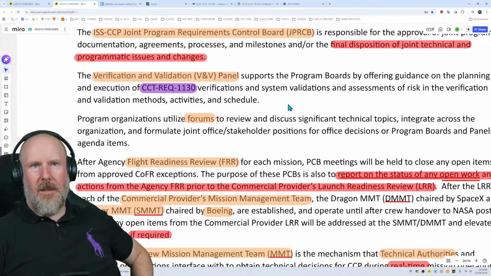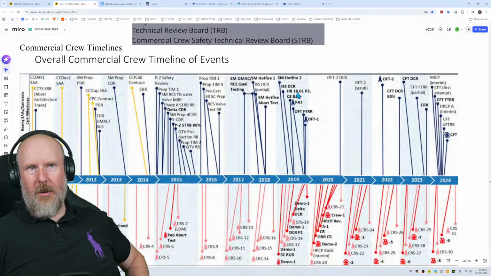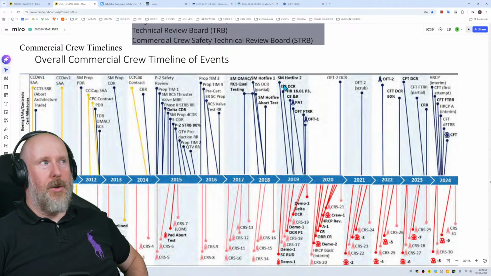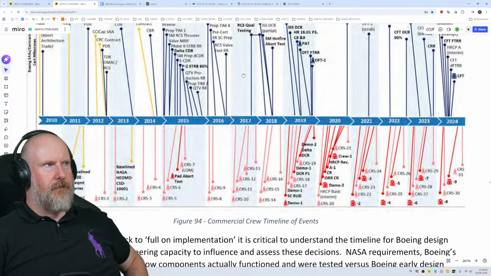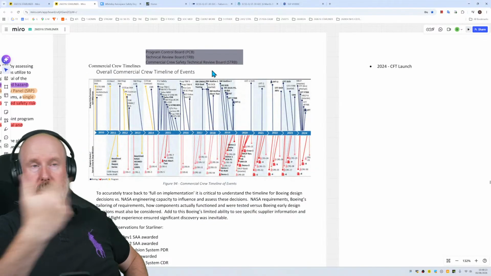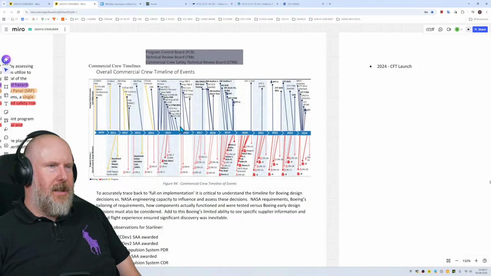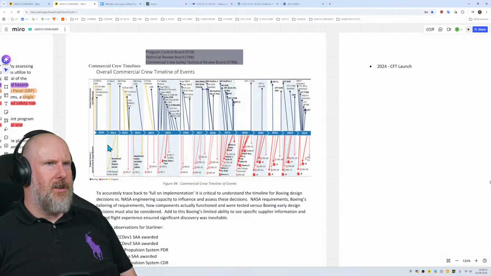So what is going on with the STRB? Are they having meetings regularly? How are the actions being progressed? What is the timeline for that board? And again, this is the overall Commercial Crew timeline, of course. So is there another timeline that covers the safety aspects, the safety cases and all that kind of... sorry, not safety assessments and all that kind of stuff.